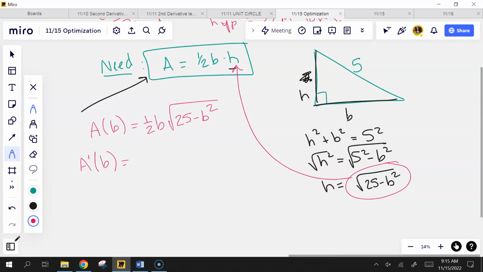Okay, let's do product rule. Derivative of the first times the second.